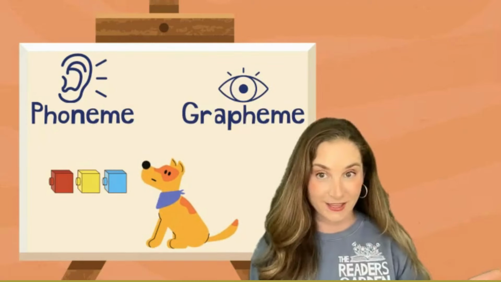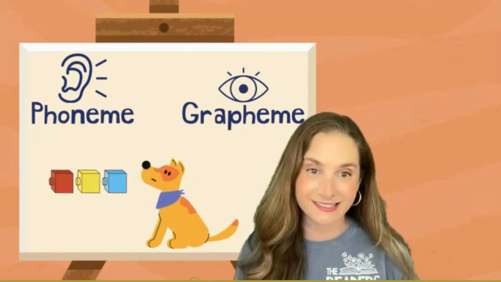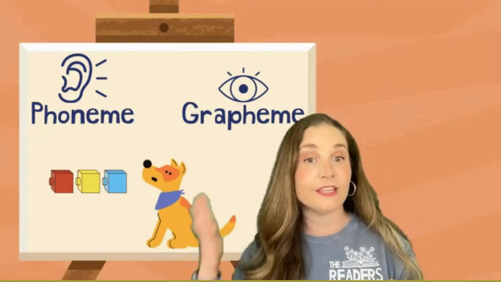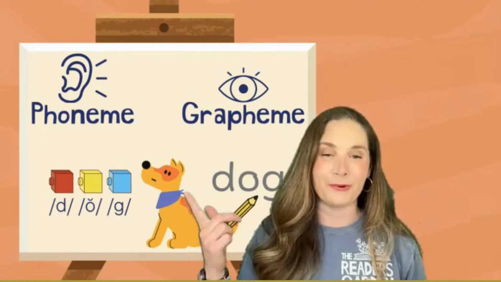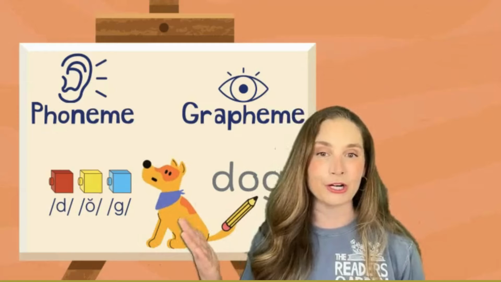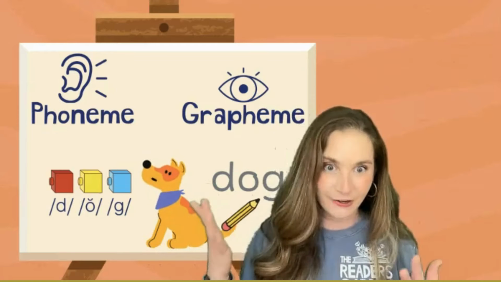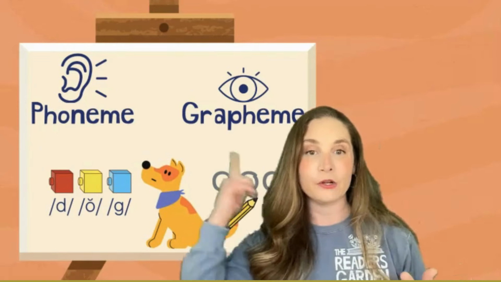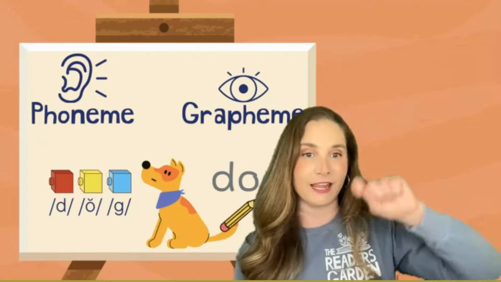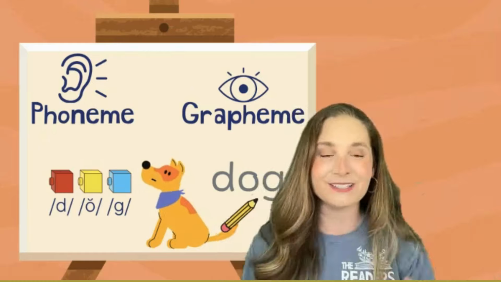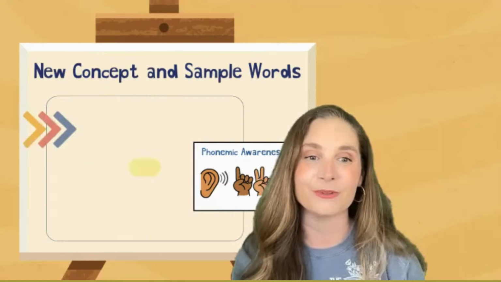Now, a grapheme is the way that we write that sound down. That's different than just the sound on its own. When we're writing out the graphemes for the word dog, that's the familiar letters that we've seen in how we would write a word. So phoneme is sounds, grapheme is letters or writing. Let's talk about how that matters with the practice that you can do with your child at home.